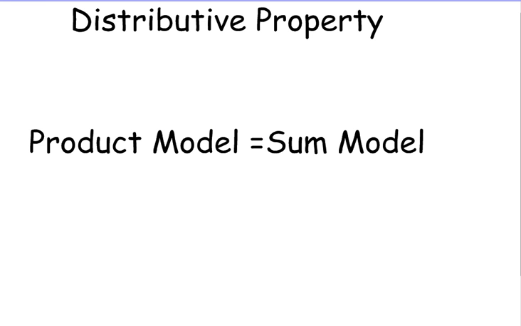So the distributive property actually states that the product model is equal to the sum model. We just looked at, and here it is, A times the sum of something inside. Now I'm going to multiply A times the pieces that make up my area. Okay, but the sum model says I can take the area of each piece and add it together.